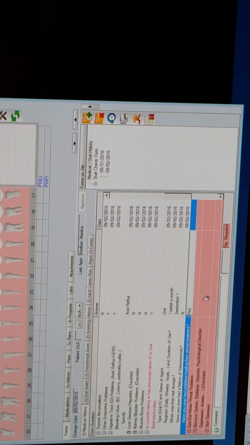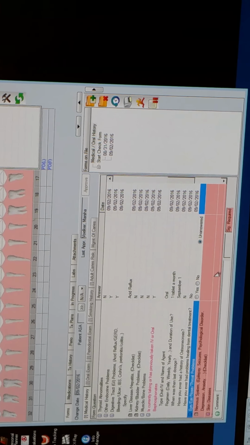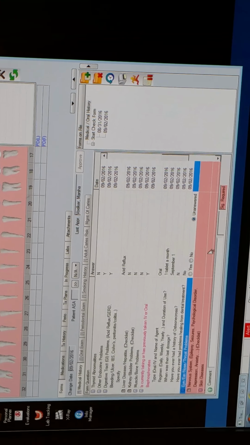And it will ask you some more questions that pop up too. These questions I didn't answer. Pink stays up there unless you answer it.